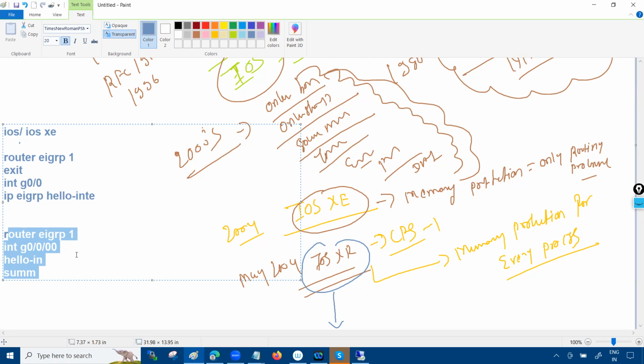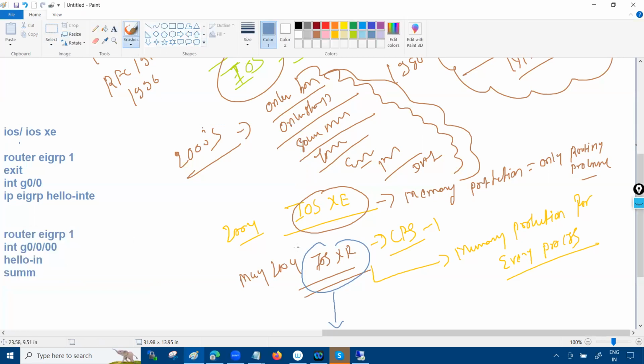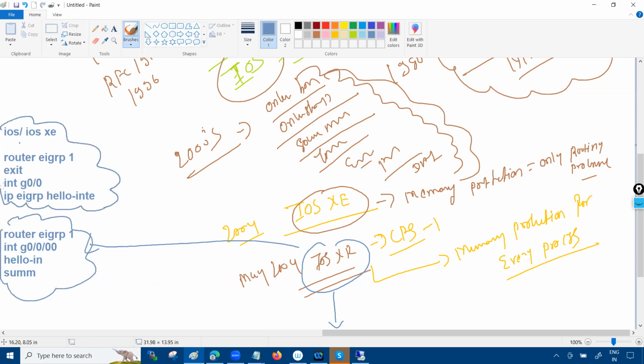So where exactly are we getting this? Sorry? This one, the selected one. This hierarchy, in the XR. In XR we are getting it, but in IOS or IOS XE we are not getting it. We are not getting the 100% hierarchy. Okay. At some point of time, we have to exit and then we have to do the changes.